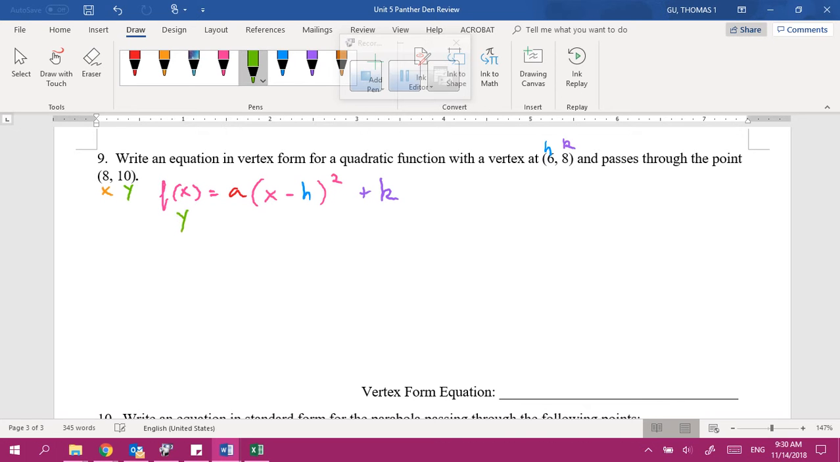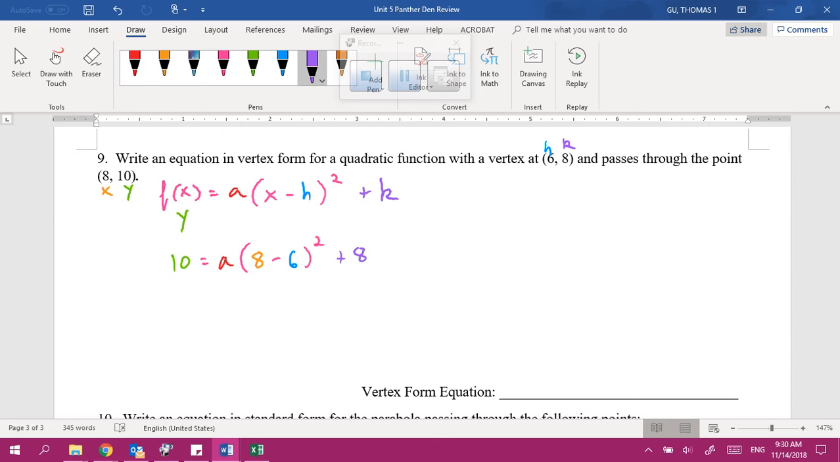So now we're going to substitute all the variables with the numbers that we do know. So what is y? 10 equals, do we know a? No, that's what we're trying to find. Times, what's x? 8. Minus, what's h? 6 squared plus 8, that's right.